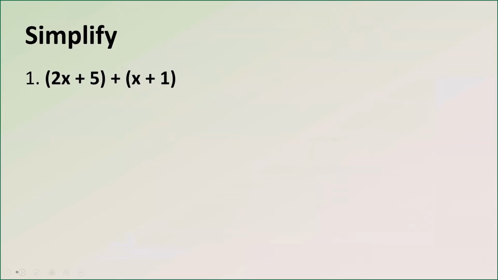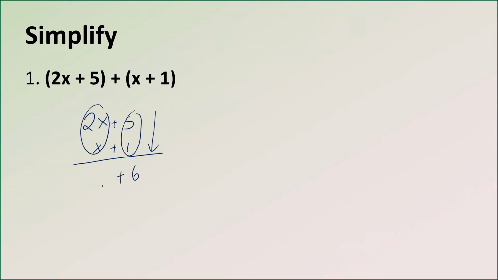Here's the first one. It's not in its simplest form and we are trying to simplify it. We have 2x plus 5 and need to add x plus 1 to it. So one can write 2x plus 5 and x plus 1 in this form and add them up. The constants 5 and 1 give 6, and then 2x plus x is 3x.